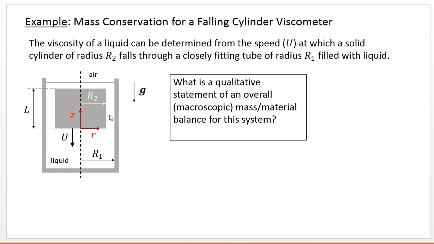done in cylindrical coordinates. Basically, this cylinder pushes fluid downward; it displaces fluid as it moves down. Because this liquid is confined by the walls on the side and the bottom, it has nowhere else to go but up through the gap between the inner cylinder and the cylindrical tube. So that's a qualitative statement of conservation of mass. That's something you should all be able to do without too much thought at this point in the course.